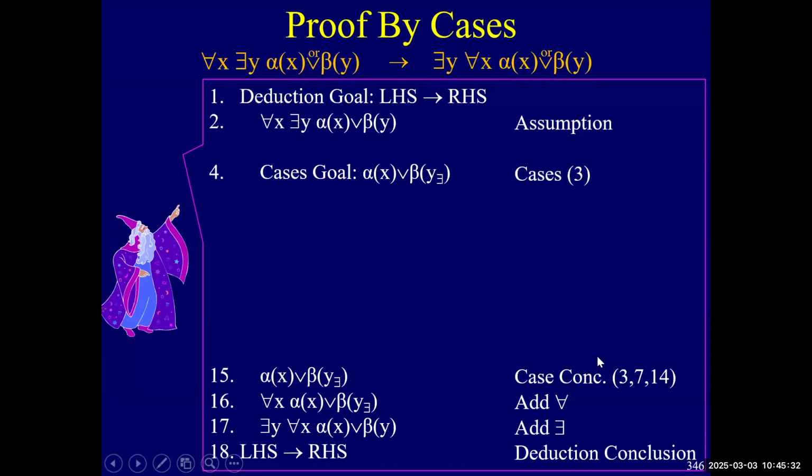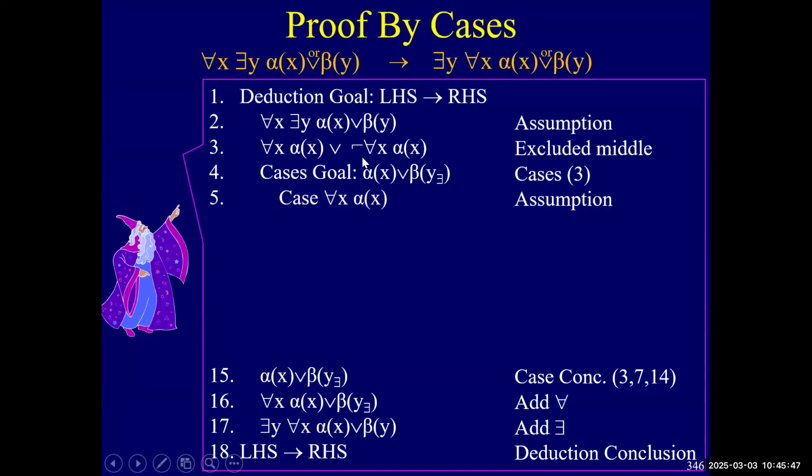So our line 15 is going to use our cases, right? And then what are our cases? Well, we knew what our cases were, right? They're either for all alpha or not for all alpha. So let's do the first case. Here's the case for all alpha.